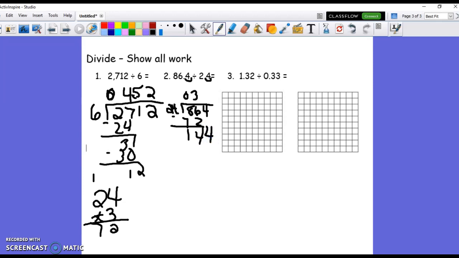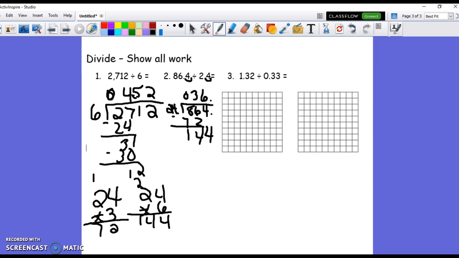Bring down my next number. So now I have to think. 2 from the 24 goes into 14 from 144 about 7 times. But I got a little extra with that 4. So instead of trying 7, I'm going to try 6. I'm going to multiply 24 times 6. 12, 13, 14, and it is indeed exactly 144. So my answer there is 36. The decimal is back here because I moved it, so if I move the decimal up, it's still the answer, 36.